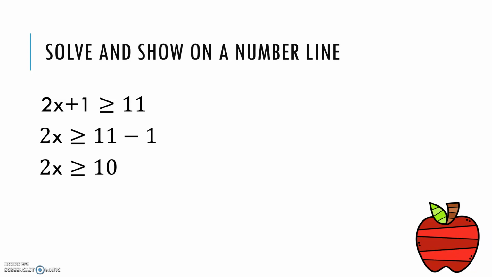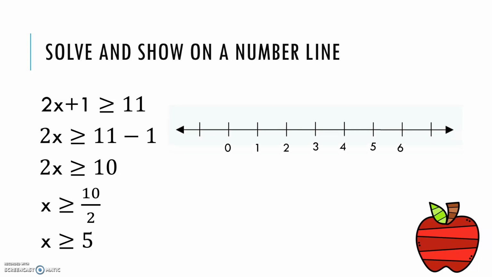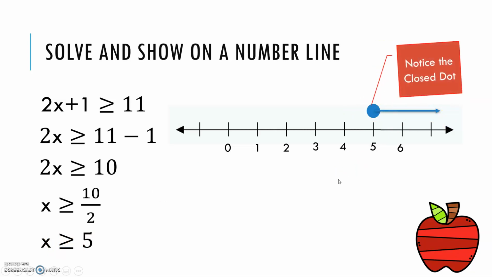Now again, using my inverse operations, I'm going to divide both sides by 2. So x is greater than or equal to 10 divided by 2. X is greater than or equal to 5. Again, we're going to show this on the number line. I have my numbers. Remember, because I have greater than or equal to, I'm going to use a shaded in dot and draw my arrow in the direction of numbers that are greater than 5. And again, using that same tip, since the inequality symbol points to the right, my arrow is going to point to the right. And again, notice the dot I'm using. It's a closed dot because it's greater than or equal to.